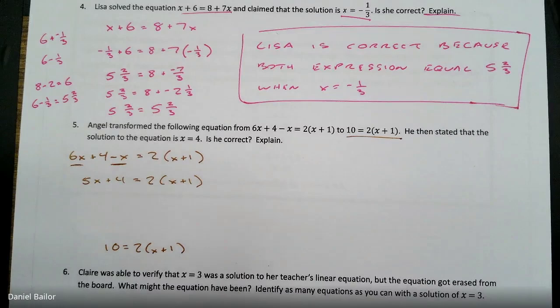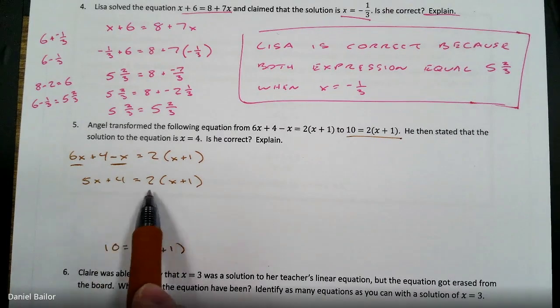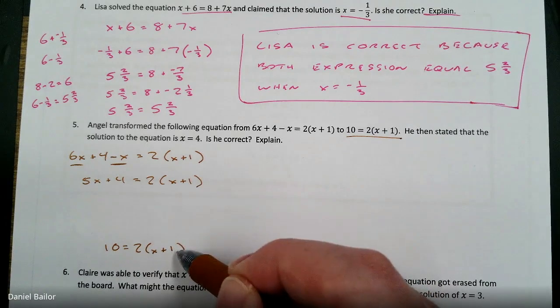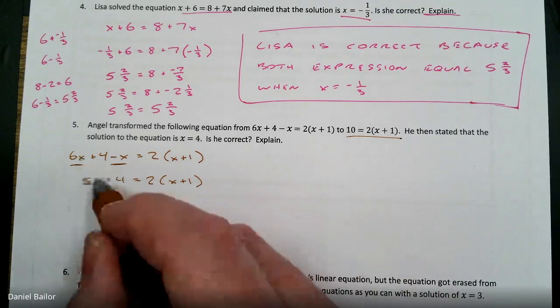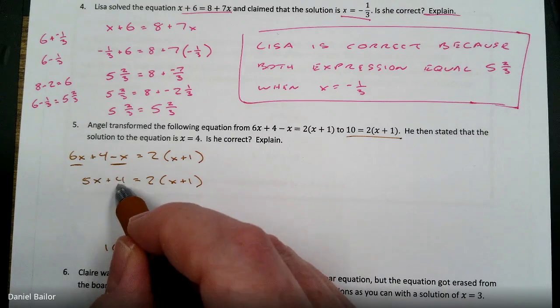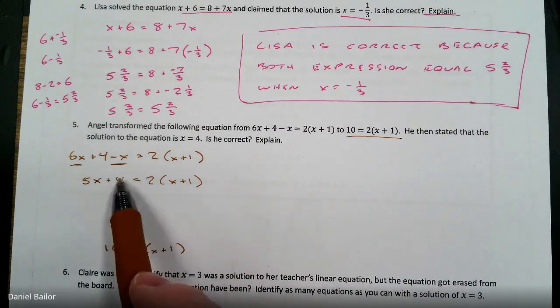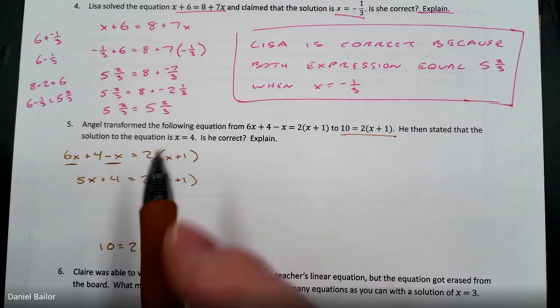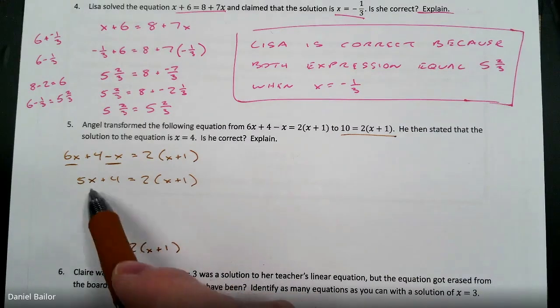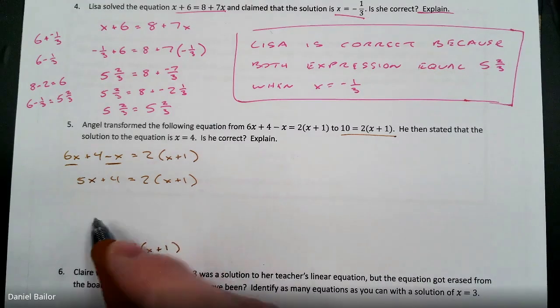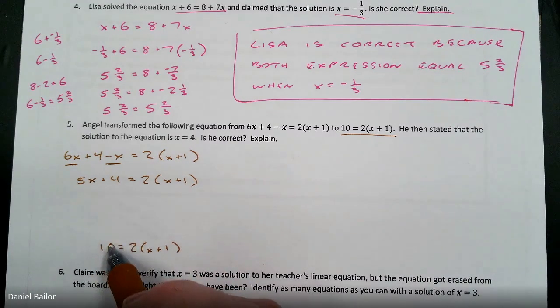Well, if you look at this, 5x plus 4 equals 2x plus 1. He said 2 times the quantity x plus 1 is over here, but for some reason he thinks 5x plus 4 equals 10. So I'm going to say Angel did not transform the equation correctly, because there's no way. I don't know how he got 5x plus 4 equals 10. So this part is incorrect.